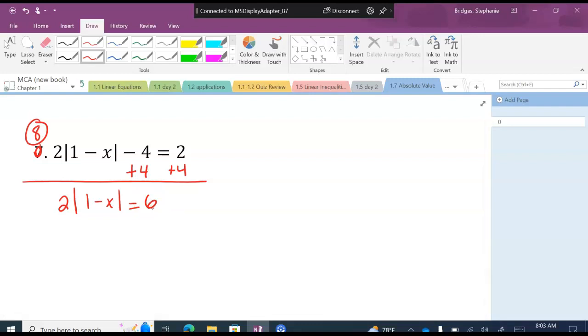Is my absolute value by itself yet? No, I have that 2 on the outside of it that is being multiplied by that absolute value. So therefore, we need to get rid of that. And how do you undo multiplying? Divide. So we're going to divide both sides by 2. All that does is cancel that out. Okay, that 1 minus x is still the same inside the absolute value bars.